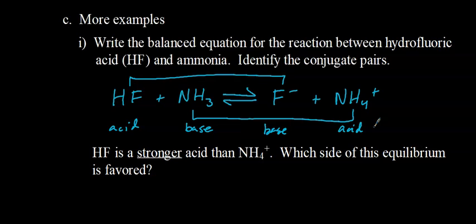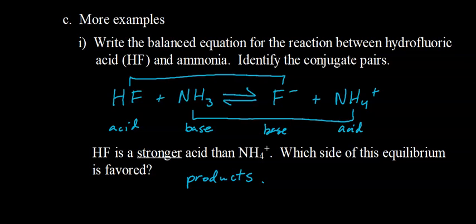I'm looking at it from a different viewpoint here. What this means is that HF is better at donating a proton than NH4 plus. Both HF and NH4 plus want to donate a proton, but HF can do this better. Therefore, which side of the equilibrium is favored? What are you going to have more of at equilibrium, reactants or products? Go ahead and pause the video and give your answer.